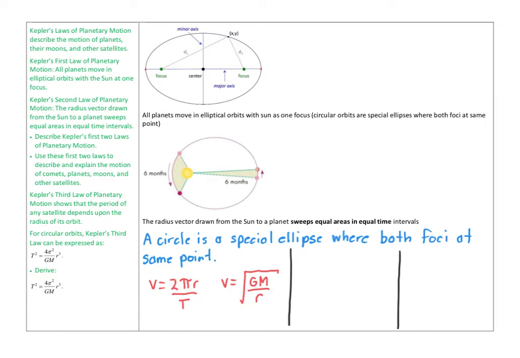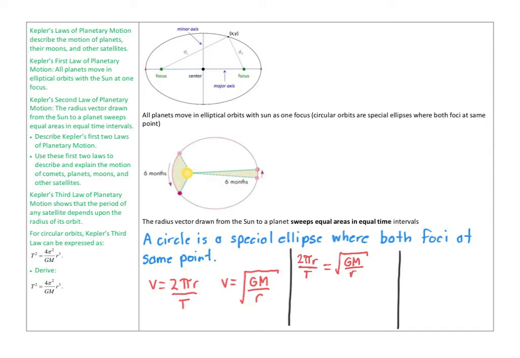So 2 pi r is the circumference of a circle. T is the period, so the time for one complete revolution. So distance over time gives velocity. But we also know the velocity can be given by the square root of GM on r. We derived that earlier. So if we put those two things together, we get 2 pi r on period is equal to the square root of GM on r.